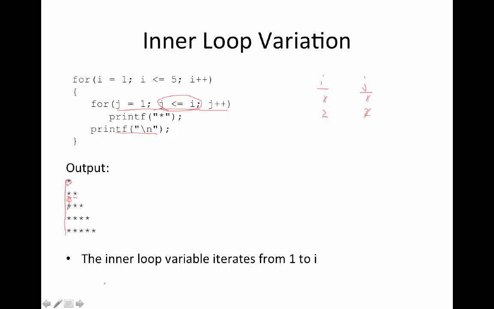Then when i gets the value 3, j is going to go from 1 to 3, so we're going to print 3 stars. Then when i is 4, j is going to go from 1 to 4, we print 4 stars. So we're printing i stars each time. So when i is 1, we're printing 1 star. When i is 2, we're printing 2 stars. When i is 3, we're printing 3 stars, and so forth. So again, the inner loop variable iterates from 1 to i.